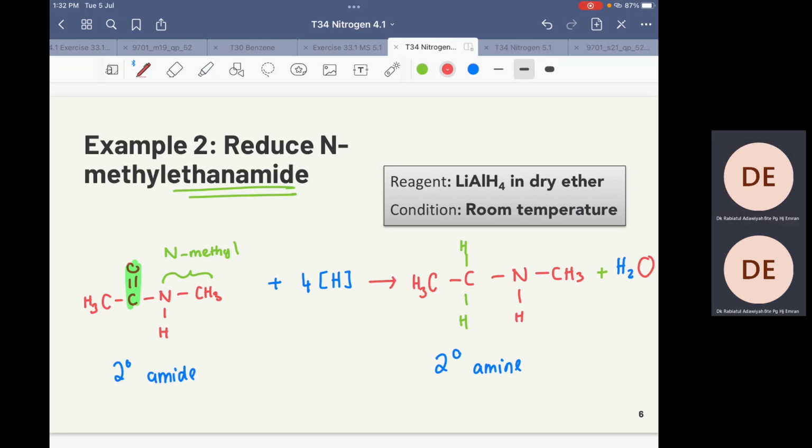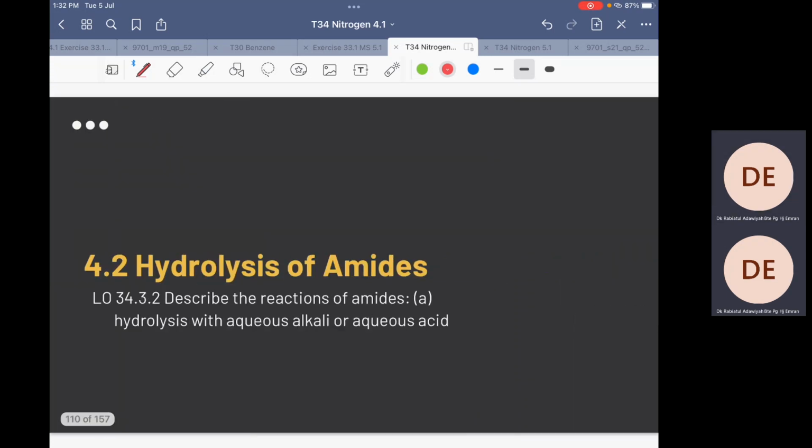Same reagents, same condition. Okay, you don't need to heat them up. Okay, that's reduction. The next one is hydrolysis. Before we look at the reaction, what do you understand by hydrolysis?